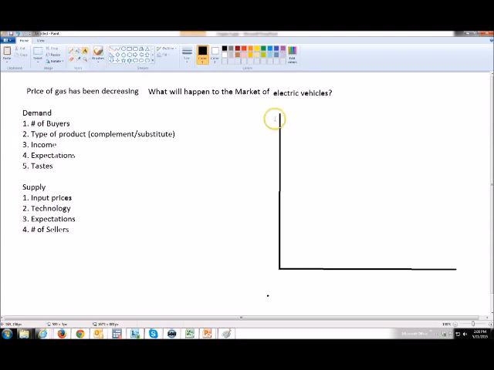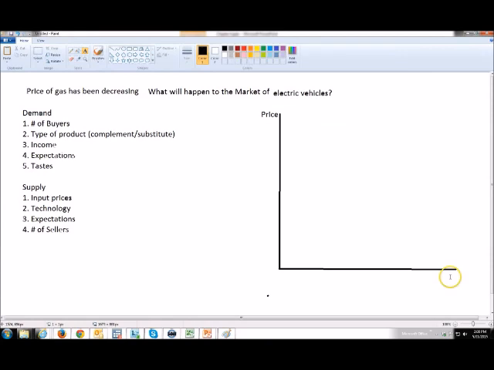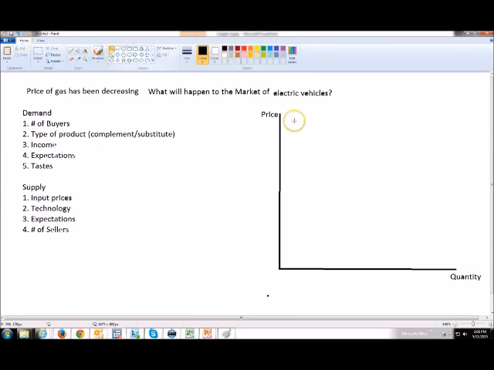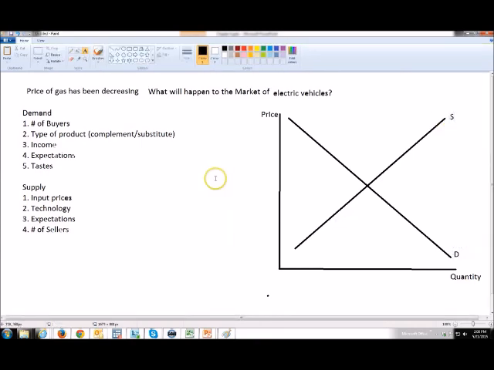So we have our price, we have our quantity, and we have our generic demand and supply diagram. We have demand, and we have supply. Okay, let's label them. Demand and supply. So now from here, we can see that, okay, the price of gas is falling. What will happen to the market of electric vehicles?